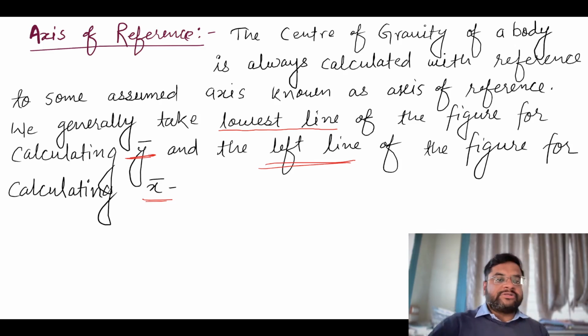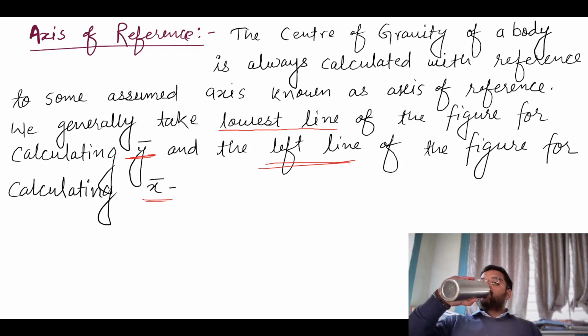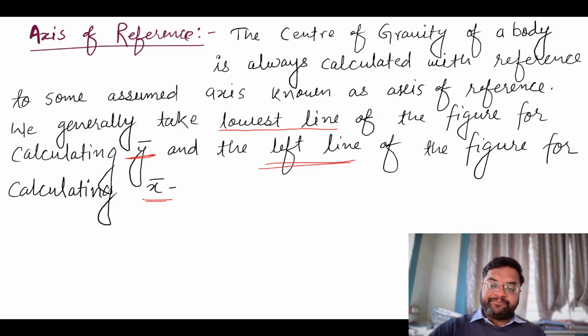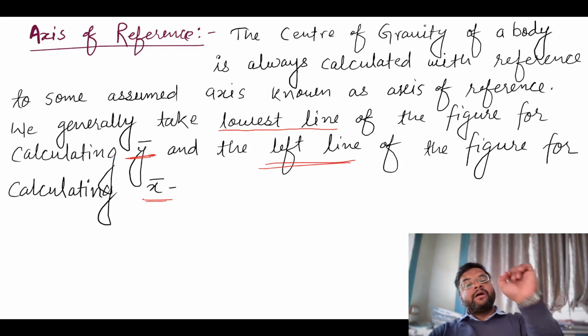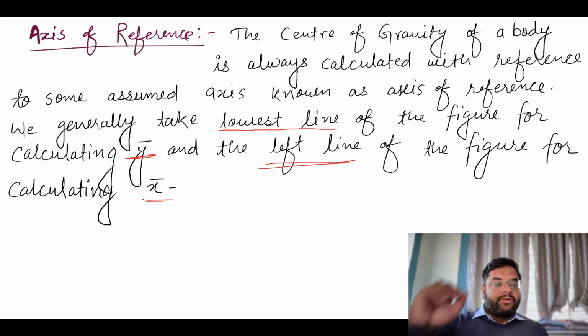Now first we have to discuss the axis of reference, because we have to find the lengths for x bar and y bar. The center of gravity of a body is always calculated with reference to some assumed axis known as the axis of reference. We generally take the lowest line of the figure for calculating y bar and the left line of the figure for calculating x bar. These underlined lines you have to memorize: the lowest line for calculating y bar and the left line of the figure for calculating x bar.